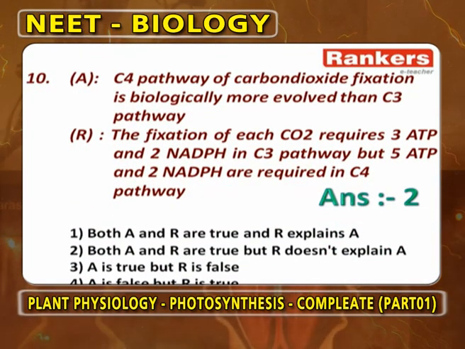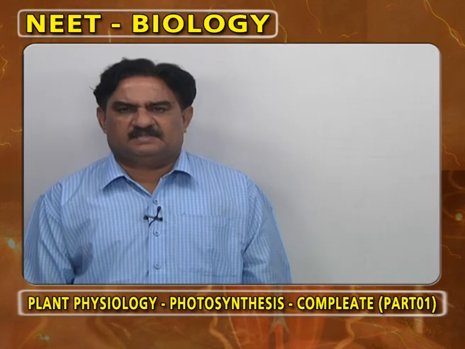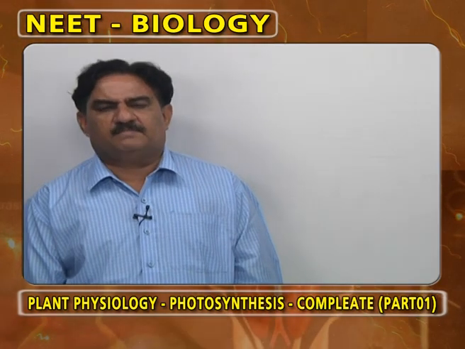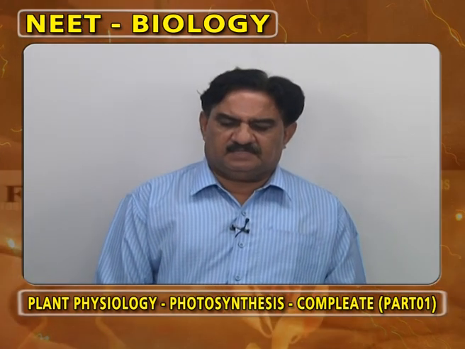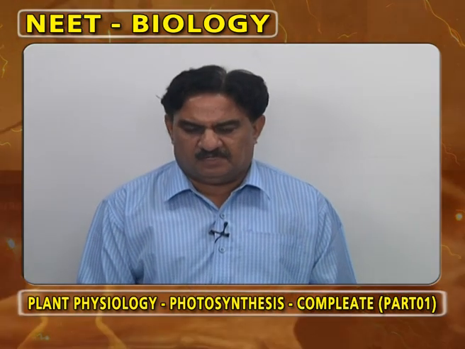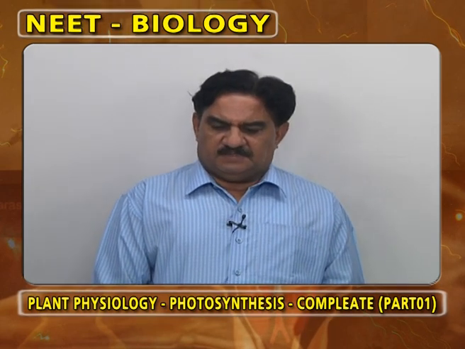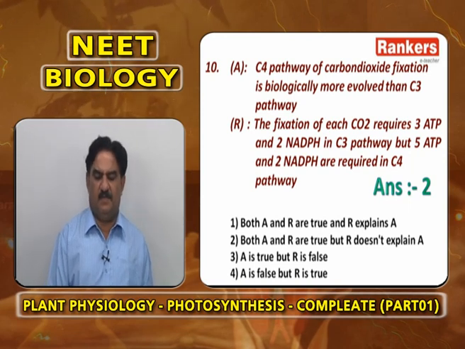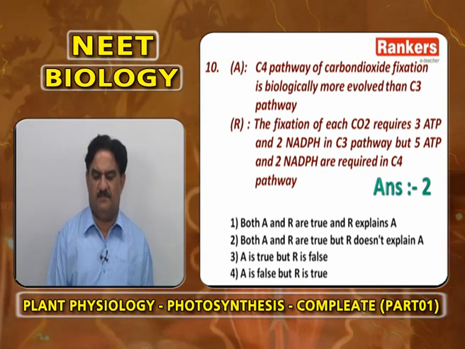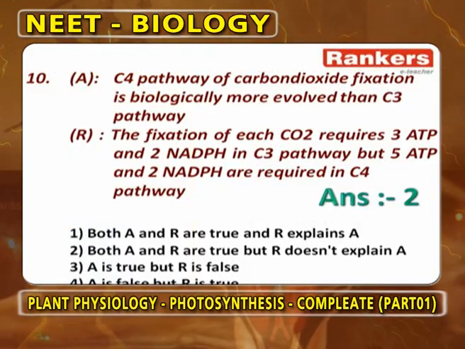C4 pathway of carbon dioxide fixation is biologically more evolved than C3 pathway. Definitely, because here there is no wastage of carbon dioxide. Total carbon dioxide is fixed in the C4 pathway. The fixation of CO2 requires 3 ATP and 2 NADPH2 in C3 pathway, but 5 ATP and 2 NADPH2 are required in C4 pathway. It is also correct, but it is not the correct explanation for the first statement.